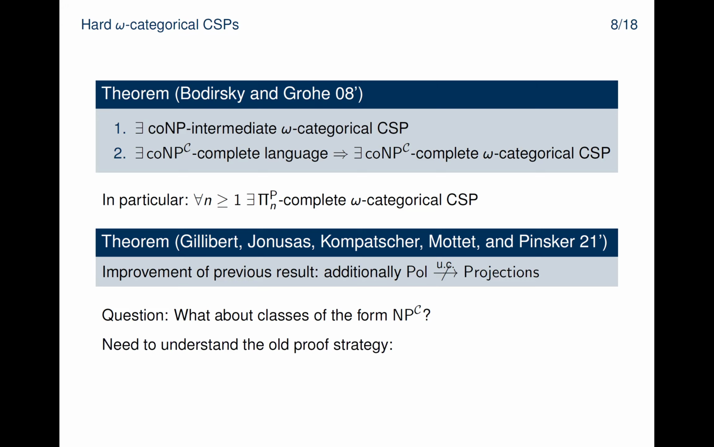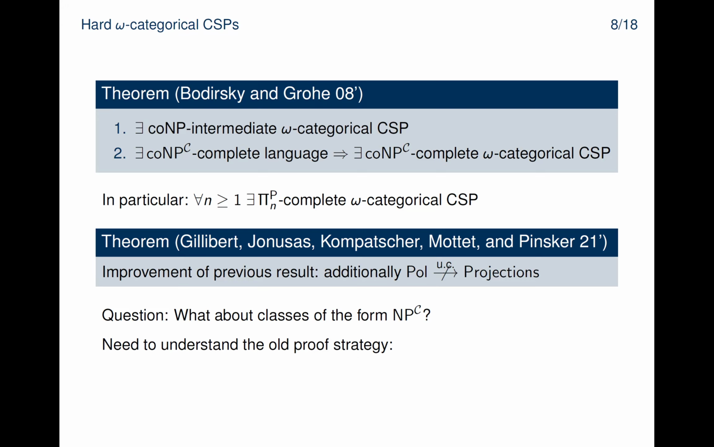In order to do this, now comes the technical part: we need to actually understand the old proof strategy. So how did Bodirsky and Grohe construct these CSPs? Because omega-categorical structures have to be represented somehow. One has to construct them using some model theory. So in their proof, yes.